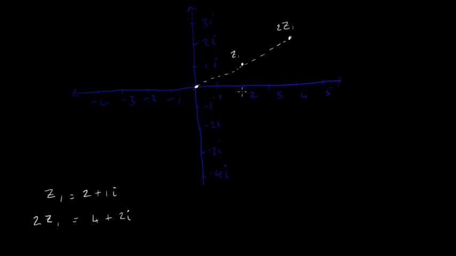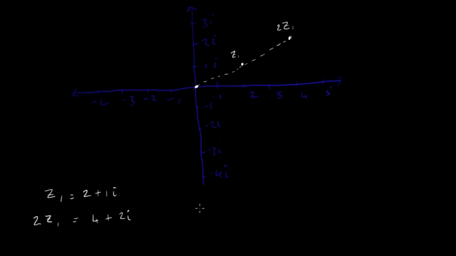So multiplication by a real number is the equivalent of a dilation or a stretching or a contracting on the complex plane. In this case it's a dilation. We've actually increased the distance from the origin.